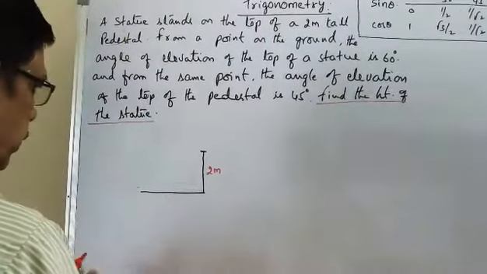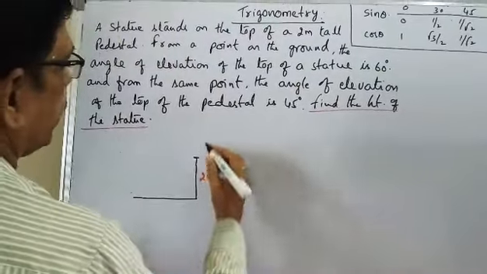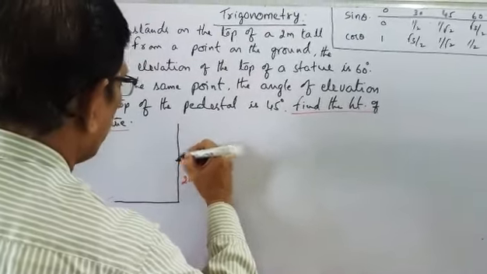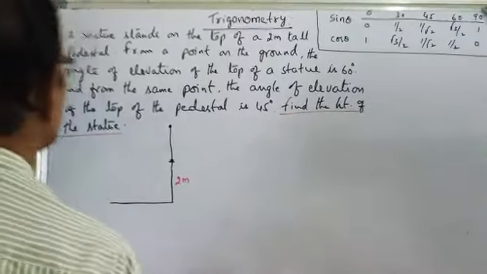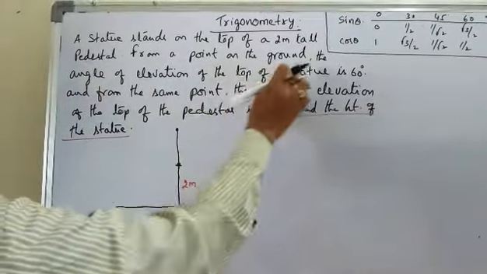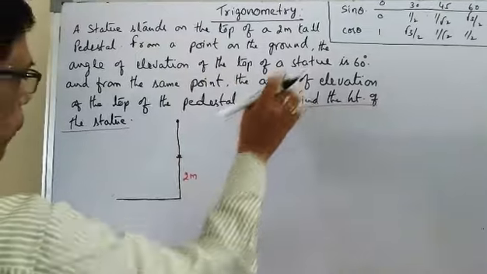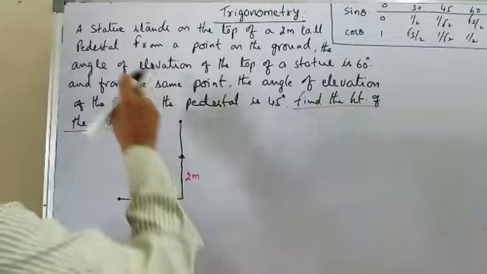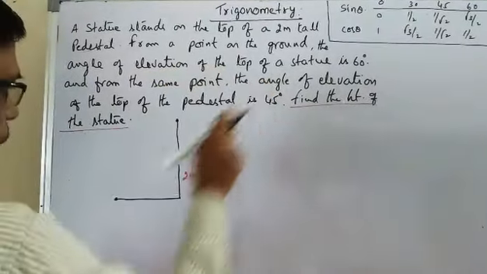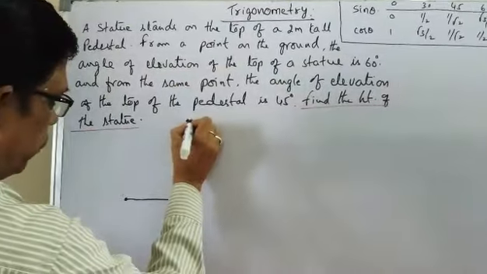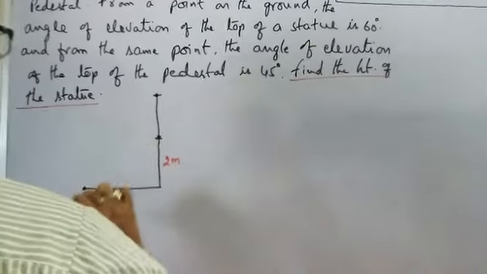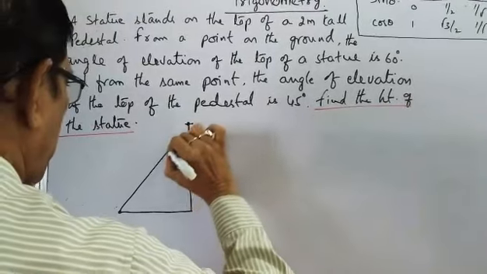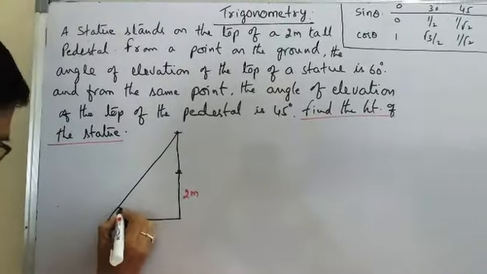This is a 2 meter tall pedestal. On this, we take this as a statue standing on the top of it. From a point on the ground, this is the point on the ground, the angle of elevation of the top of the statue, top of the statue means this point we need to take, is given as 60 degrees. So this will be 60 degrees.